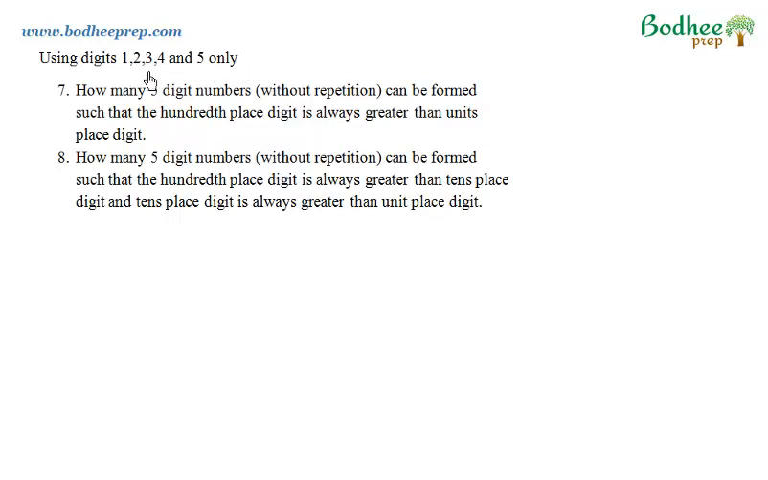Again, by using digits 1, 2, 3, 4, 5 only, we have to make a 5-digit number without repetition, such that the 100th place digit is always greater than the unit place digit. Correct? So if I take a 5-digit number, then definitely this is the 100th place digit and this is the unit place digit. So if h is the digit at the 100th place and u is the digit at the unit place, then as per the question, h should be greater than u.